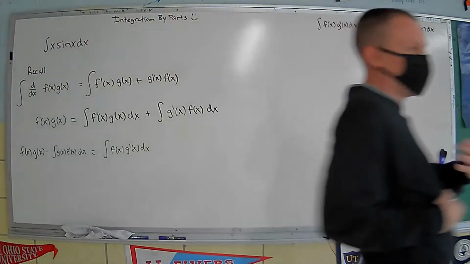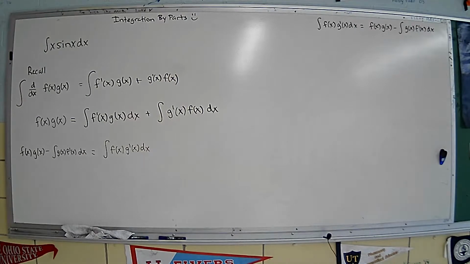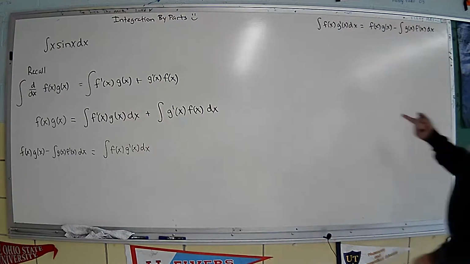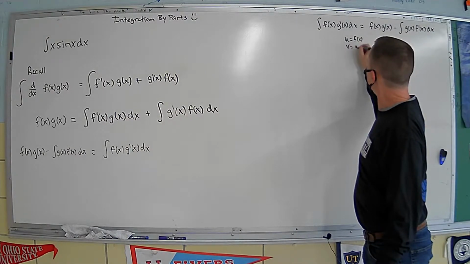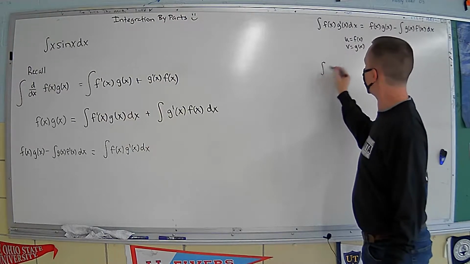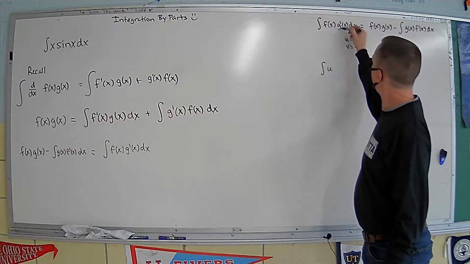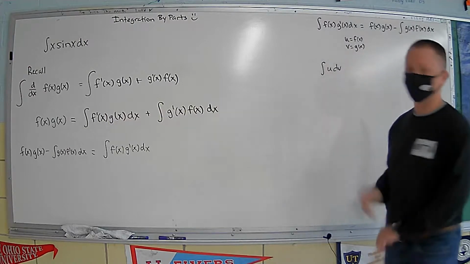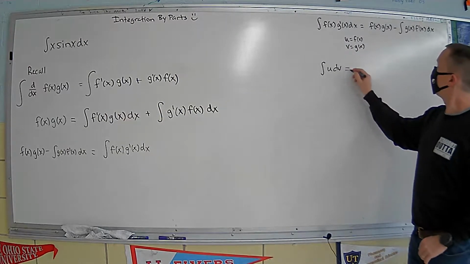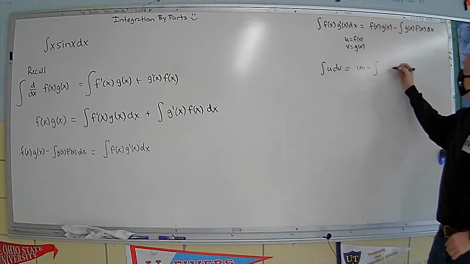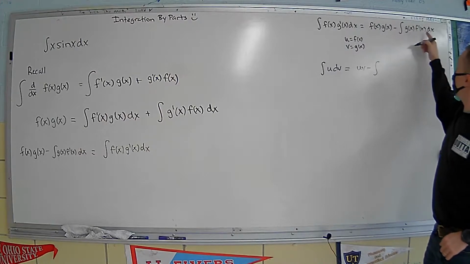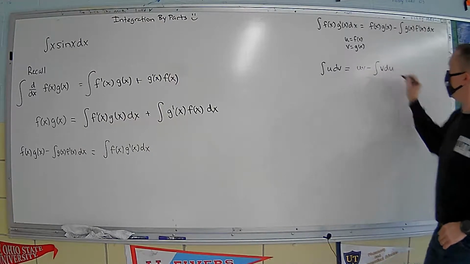Incidentally, I'm going to show you another form of this formula before we actually use it. This is how our textbook shows it. Instead of using f and g, they say u is f of x and v is g of x. So then they write it like this: u g prime they would call dv, and then uv minus, so that's f times g, and then g f prime, and f prime they would call du.